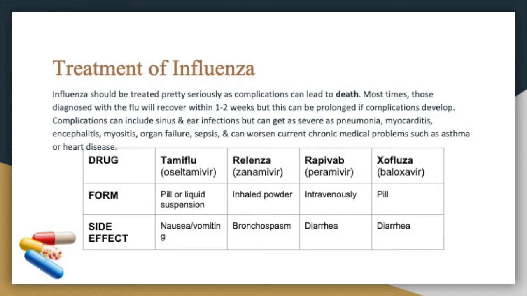So with that being said, the 4 most common treatments are Tamiflu, Relenza, Rapivab, and Xofluza. As you can see, these are all given in different forms and can have side effects. The treatment everyone is most familiar with is Tamiflu, which can be given as a pill or as a liquid suspension, but the main side effects include nausea and vomiting.